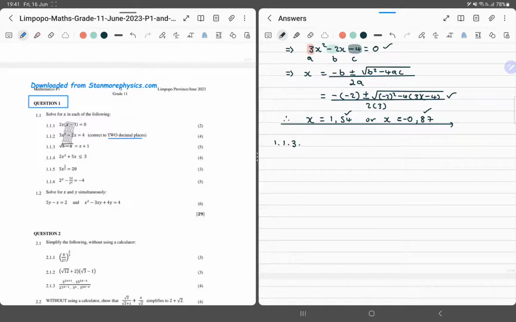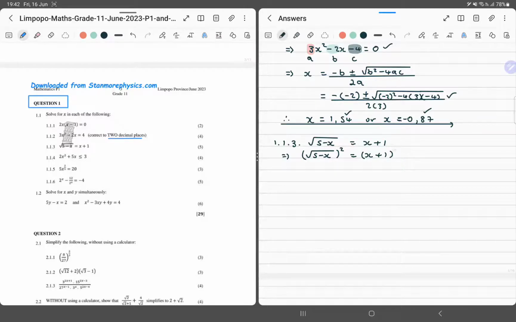1.1.3. So we're given here a quadratic in surd form. So we've got here 5 minus x is equal to x plus 1, okay? So what do we do here? We know that this is a positive square root, so we just repeat the thing. But this time we're going to perform some inverse operations.